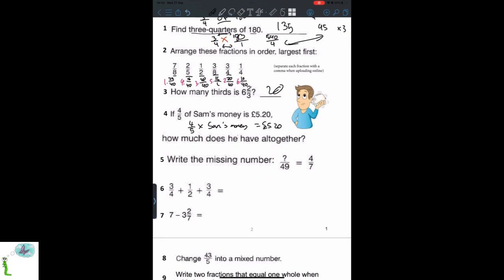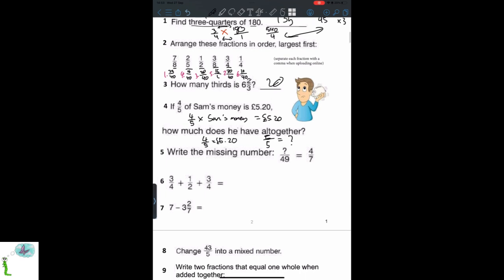Another way to look at it would be 4 over 5 of the money is £5.20. So what is 1 whole of the money, which is 5 over 5? What is that equal to? And you can figure that out. You have to think, how can you get from 4 over 5 to 5 over 5? What you have to do is divide it by 4 to get 1 over 5. And then you times it by 5 to get to 5 over 5. So we'd have to do that to this number as well.